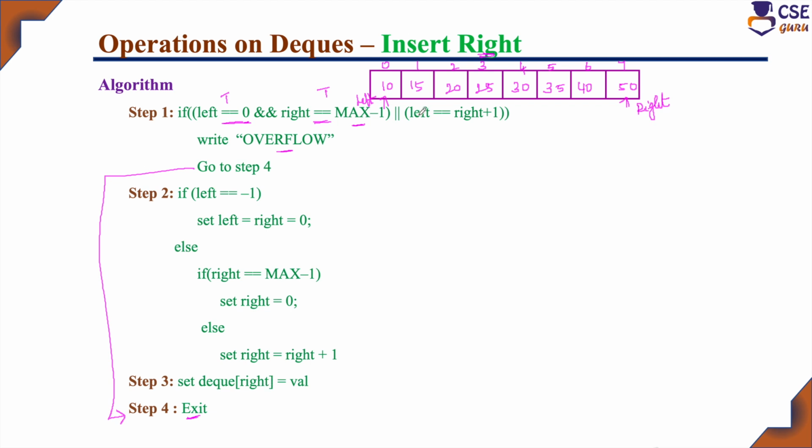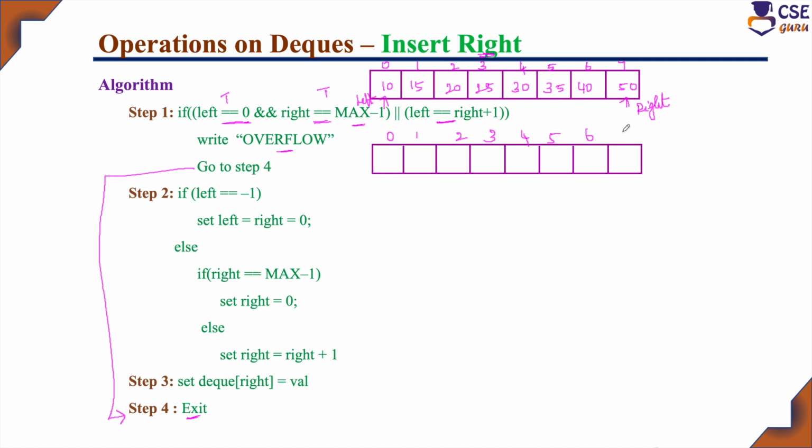And one more condition is also there to check whether the Deque is full or not. That is, left is equal to right plus 1. So here consider this as the Deque data structure, and here also the size is 0 to max minus 1, totally 8 memory locations. Max minus 1 position is 7. For example, here I have placed the elements, and right is pointing to the 4th memory location, element is 40.